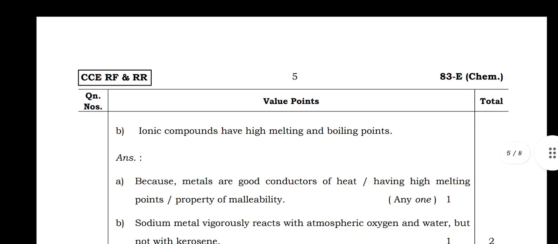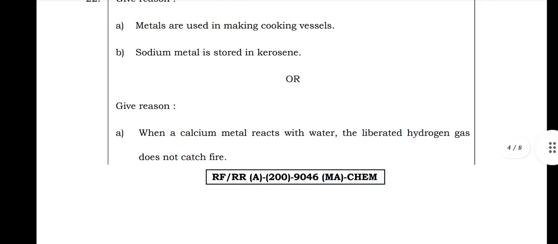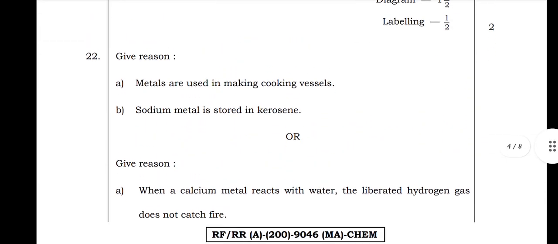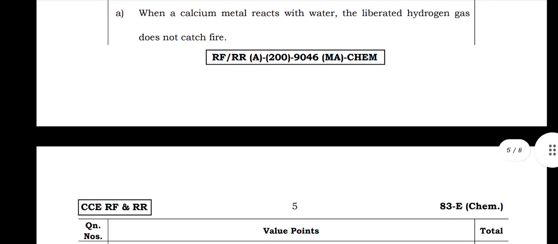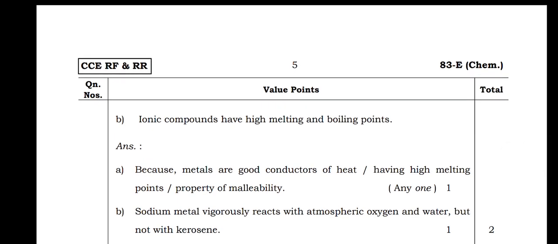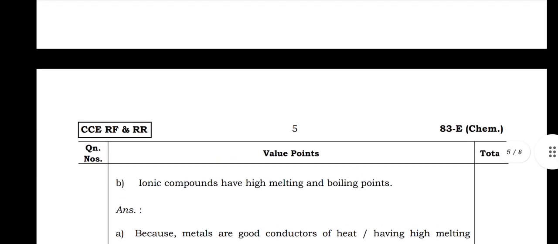The first answer: metals are used in making cooking vessels because metals are good conductors of heat, having a high melting point and malleability. So that's why they are used for making cooking vessels. Next, sodium metal is stored in kerosene. Sodium reacts vigorously with atmospheric oxygen and water, but not with kerosene. So that's why sodium metal is stored in kerosene, because it reacts with oxygen and water.